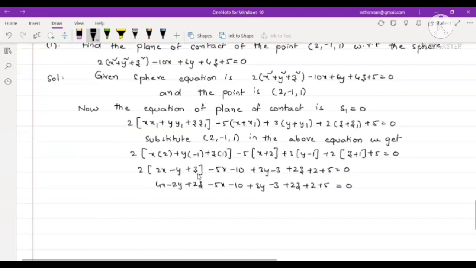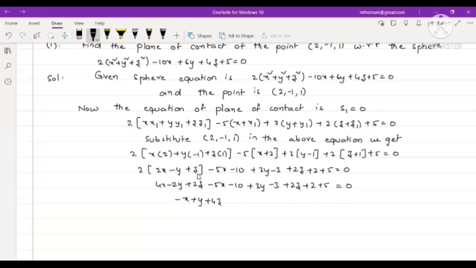So now first we write the x terms. Here we have 4x minus 5x, that is minus x. After that we have y terms: minus 2y plus 3y, that is plus y. Coming to the z terms, 2z plus 2z, that is 4z. And coming to the constants, here we have minus 10 minus 3, that is minus 13. Minus 13 plus 5 is minus 8.